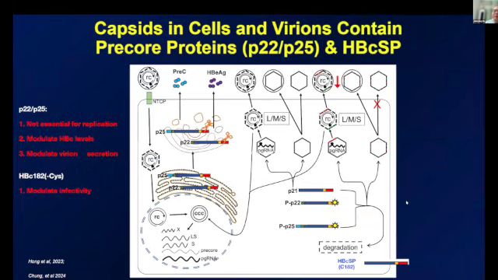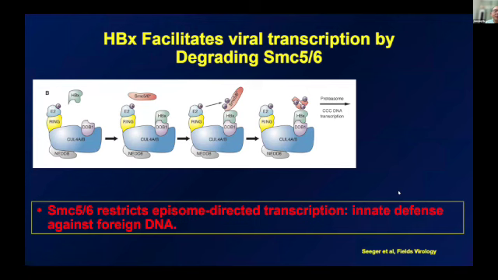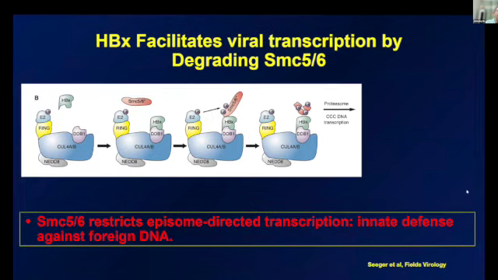Okay, next, please. Here I just want to say one word about the X protein. The X protein is involved in regulating viral transcription. The most recent accepted version is that the X protein degrades a host factor called SMC5 and 6. So SMC5 and 6 can then no longer suppress cccDNA transcription. Okay, next, please.